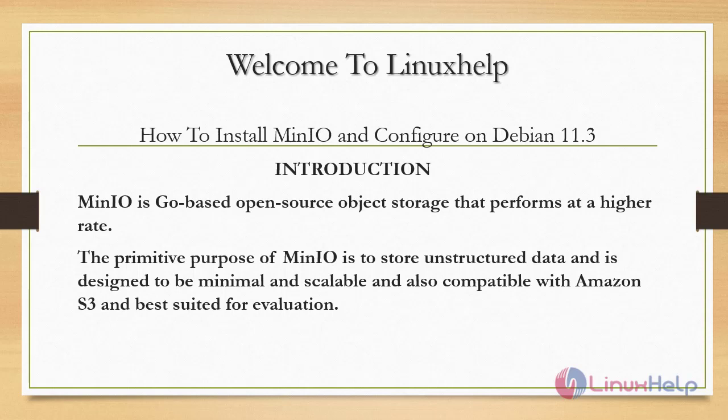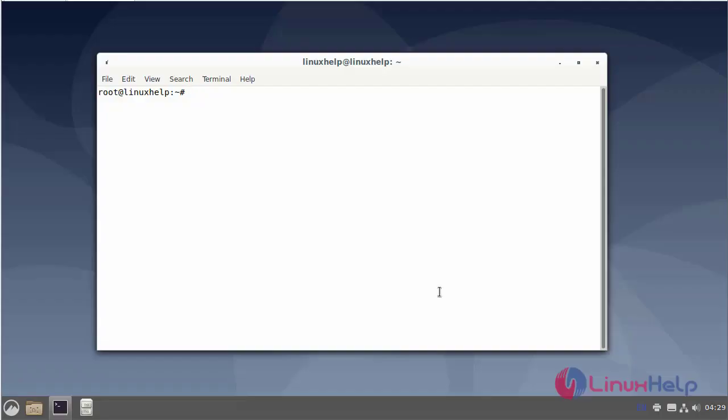MinIO is a Go-based open source object storage that performs at a high rate. The primary purpose of MinIO is to store unstructured data, and it is designed to be minimal and scalable, also compatible with Amazon S3, and best suited for evaluation.